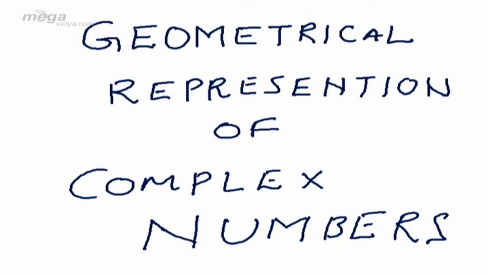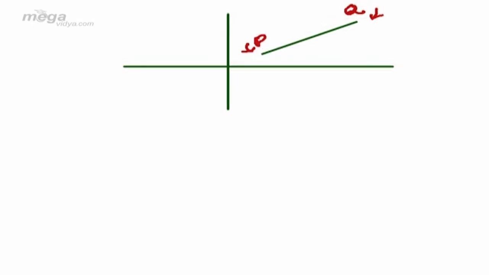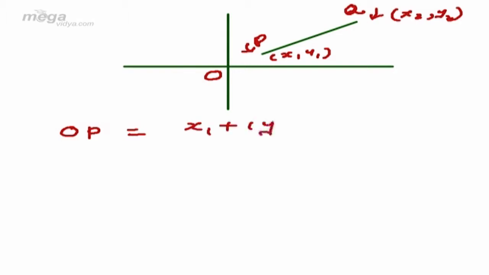Geometrical representation of the complex numbers. Let us come to the Argand plane. We take a line PQ. The P vertex is denoted by x1, y1 and the Q vertex is denoted by x2, y2. So the complex number OP, that is joining the point P to the origin, will be x1 plus i y1.